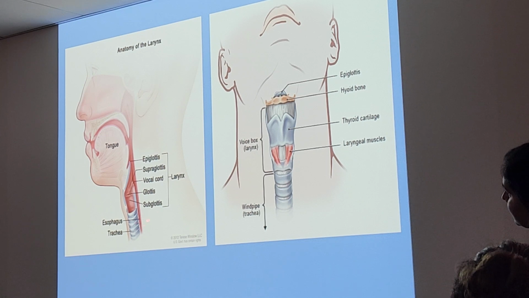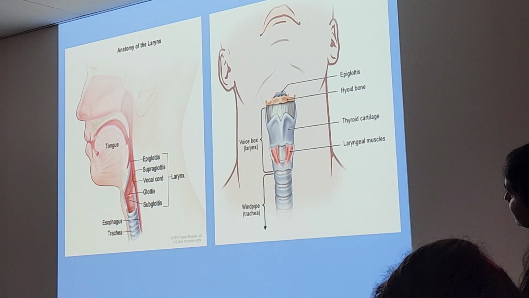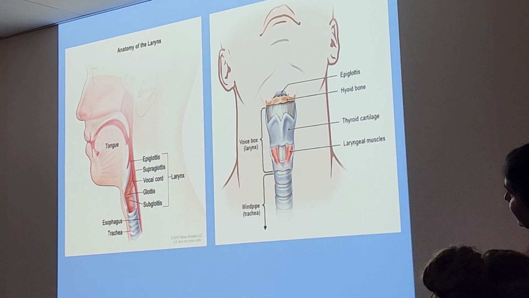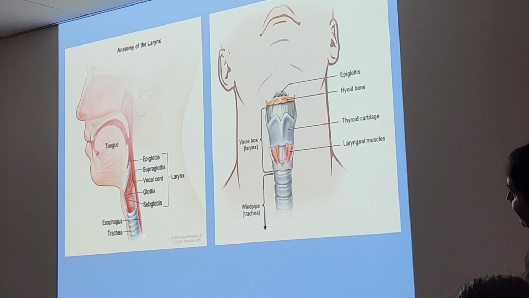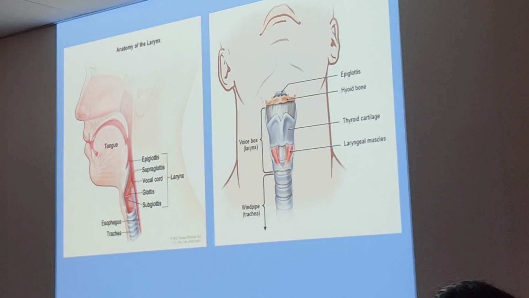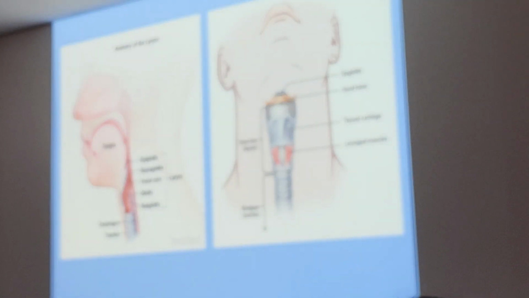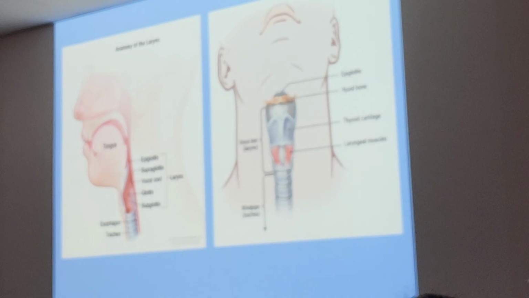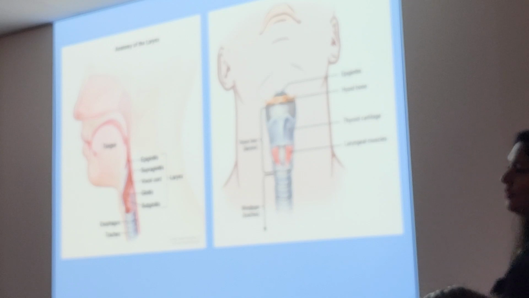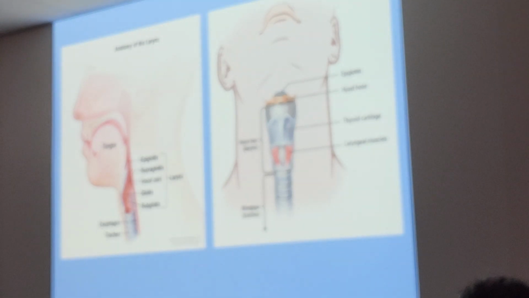Same picture here. We have our larynx, we go down, we have our trachea, and behind our trachea we have our esophagus. And what's right above the esophagus? Is that the laryngopharynx? And what's right above that? The oropharynx, our mouth. And then we have our nasopharynx.